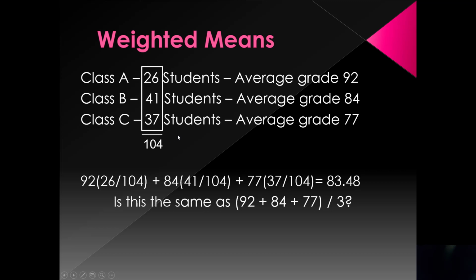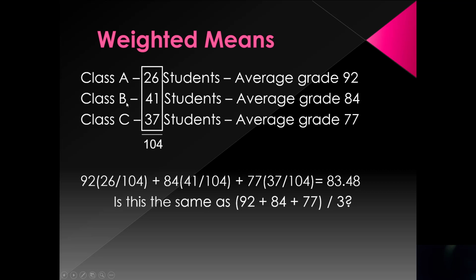And the formula, honestly, is really simple. You're going to take one class at a time. So look at class A. They have 26 students and an average grade of 92. So here's class A right here before the plus sign. So there's their average grade, and you're going to multiply that by the number of students in the class divided by the total number of students.